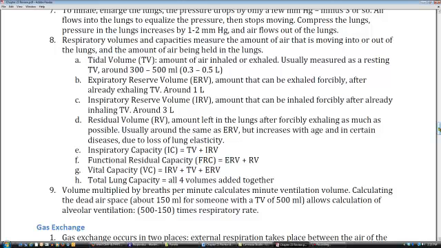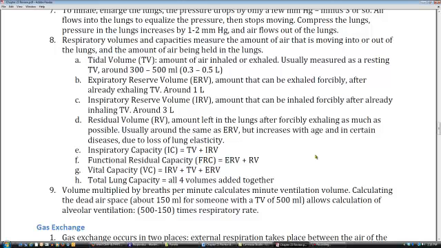Vital capacity is pretty important because it's the one that is a measure of how much you can breathe. It's all of your breathable volumes, everything except your residual volume. And total lung capacity would be all 4 volumes added together. So you can figure out that a normal total lung capacity would be about ½ liter plus 1 liter plus 3 liters, that's 4. Another liter for residual would be 5, so 5½ liters would be typical total lung capacity.